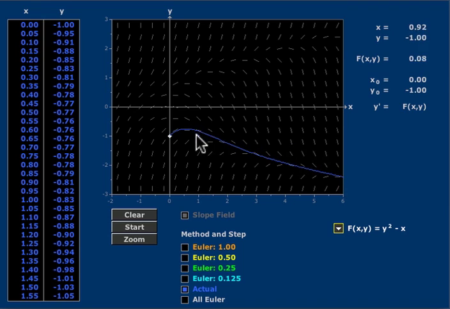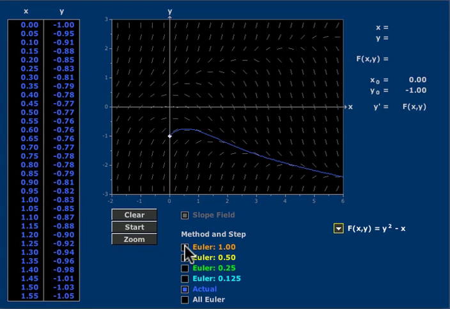But what if I want to know the value of y of 1? According to the table over here, the value is approximately minus 0.83. But how do we know that? Euler's method is the simplest numerical method. It uses the tangent line approximation.